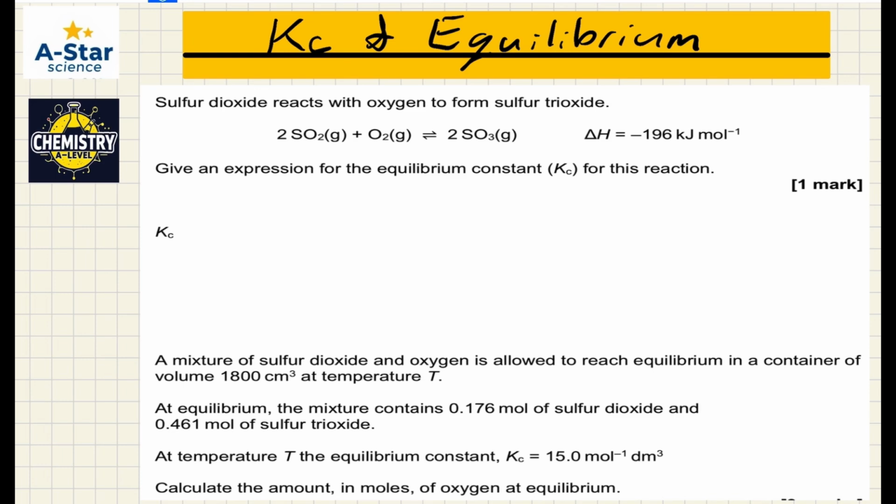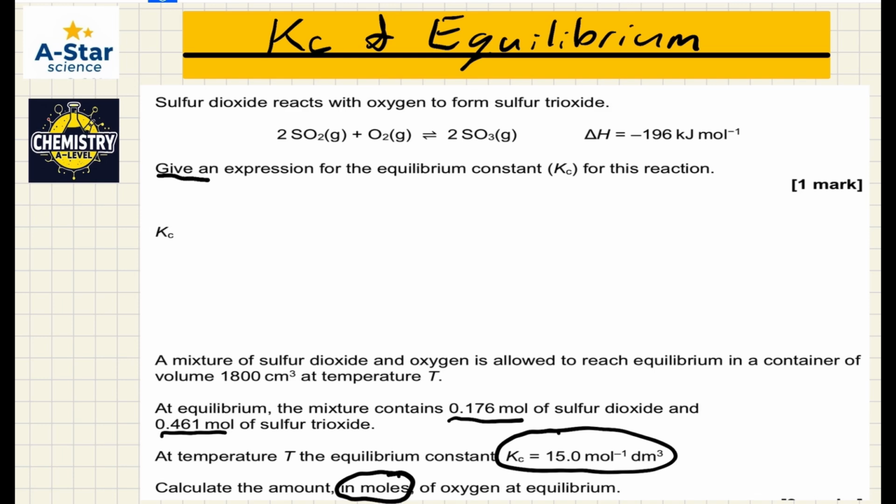We can see that they're asking us to calculate the amount of moles of oxygen at equilibrium. This question is more difficult than the first one because it does not give us the equilibrium mixtures at the start. It only gives us the amount of moles at equilibrium, not the initial moles present. So we can't use the ICE table method in this case. But what it does give us is Kc. So we can basically use the Kc expression and work backwards.